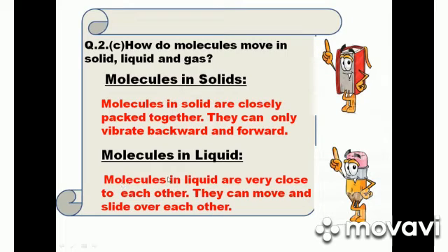Okay, so we'll see how molecules move in solid, liquid, and gases. Molecules in liquid are very close to each other. They can move and slide over each other. Class, in the solids, molecules were close together. They were tightly packed, so they can only vibrate backward and forward. While molecules in liquids are very close to each other, but not as close as in the case of solids, so they can move and slide over each other. We'll see how the molecules move in gases.